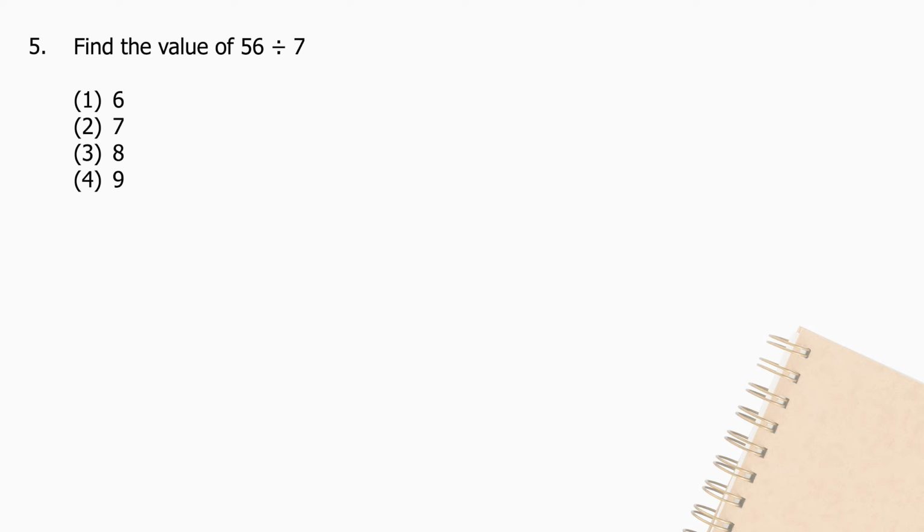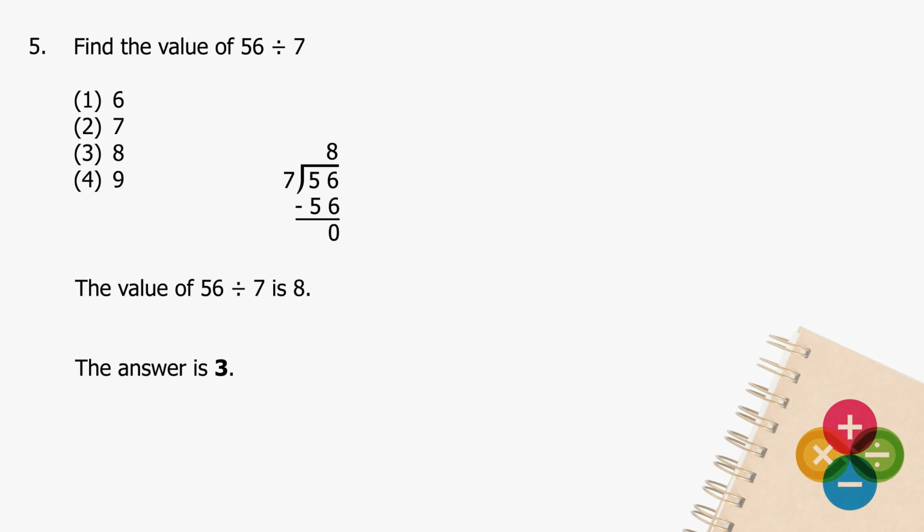Question 5. Find the value of 56 divided by 7. The value of 56 divided by 7, the quotient, is 8. The answer is 3.